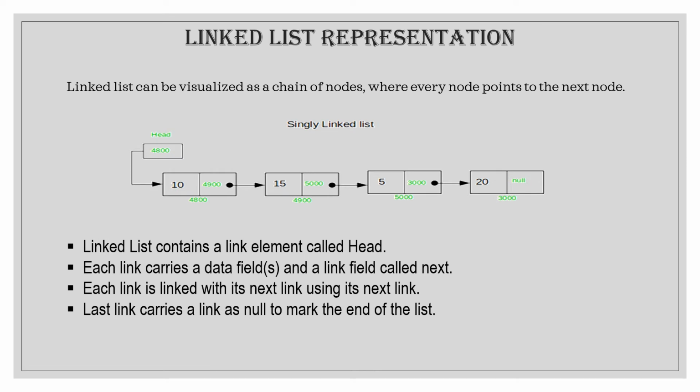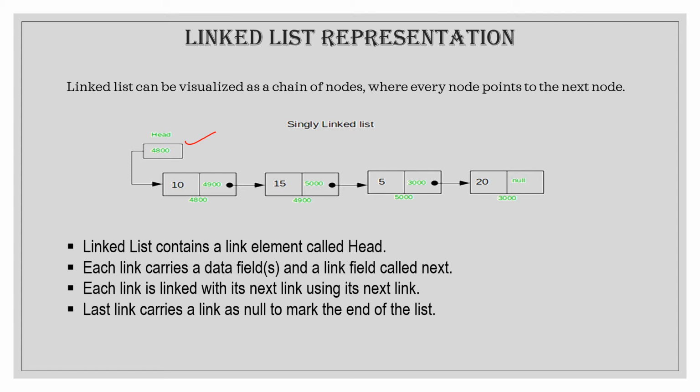Linked list representation. A linked list can be visualized as a chain of nodes where every node points to the next node. Here, the list is represented by the pointer to the first node of the list. The first node is called the head node. If the list is empty, then the value of the head node is null.